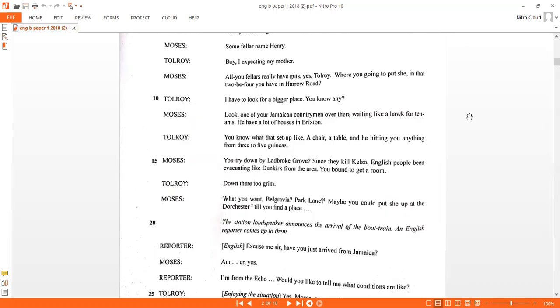They can afford it. So the fact that he is saying to his friend, you want to carry your mother here, so you want to carry her to Belgrovia, Park Lane, Dorchester, carry her there and let her stay. Because if you can't afford it up at Dunkirk and up at Brixton, then go afford here. So if these places are too good for you, then take her there.